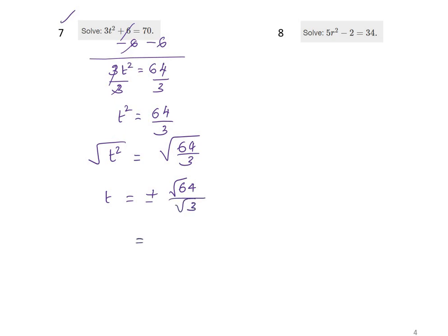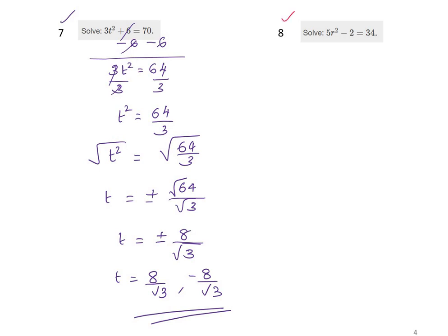And we know the square root of 64 is 8. We don't know the exact square root of 3, so that's an irrational number, so we can keep it as it is. So t equals either 8 over root 3 or negative 8 over root 3. These are the solutions of that equation. Okay, the same method, same procedure, but different problems. I think you got the idea.